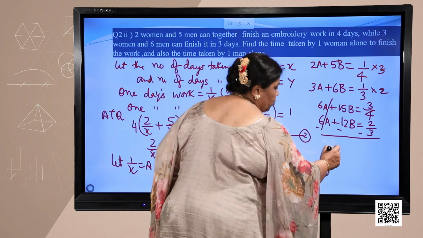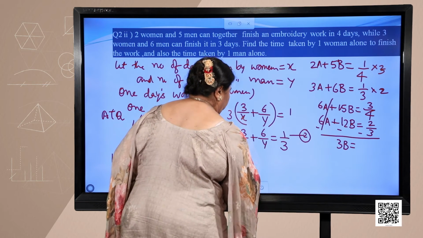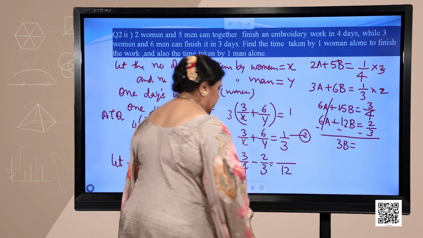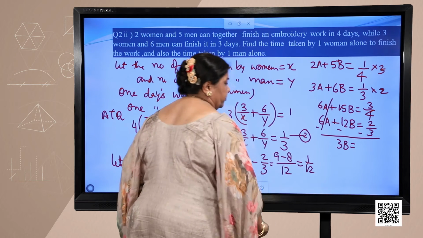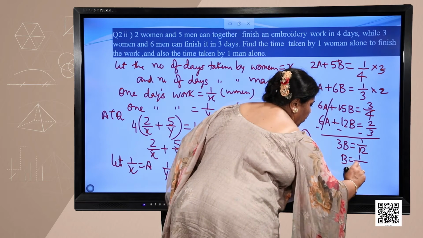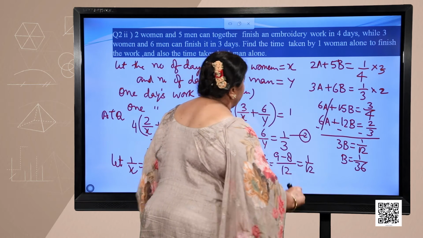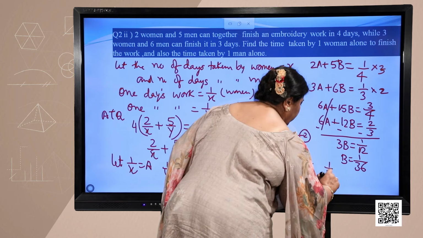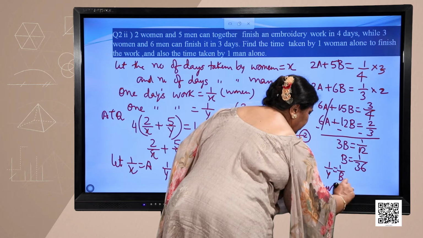What is 15b minus 12b? It is 3b is equal to, what is 3 upon 4 minus 2 upon 3? That gives me LCM as 12, 9 minus 8. So, I get 1 upon 12. Look here, b is equal to 1 upon 36. That means, I had taken for men as how many? y. So, 1 upon y is equal to 1 upon 36. So, men alone can finish the work in 36 days.